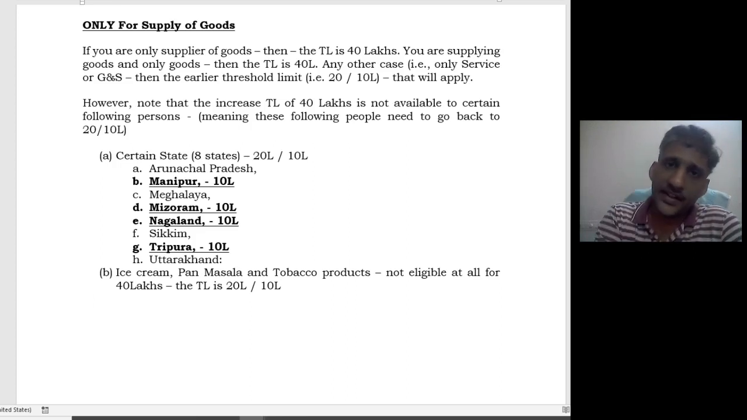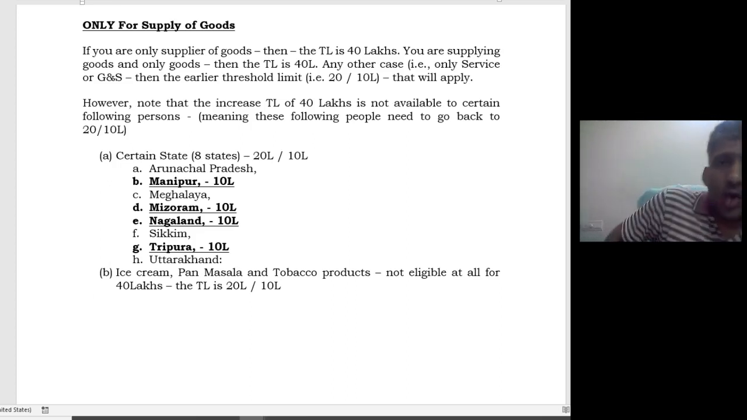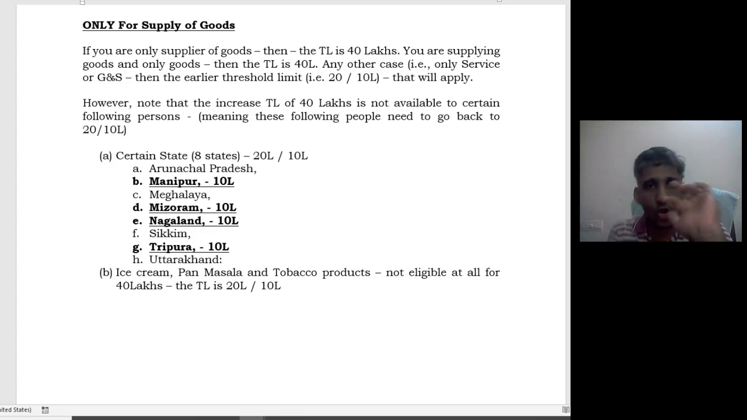Okay, now let's do one thing. If it is services, then again this 40 lakhs concept doesn't apply. Then you need to go back to 20 lakhs and 10 lakhs. What about goods and services? Again, if you're supplying goods and services, then you are not eligible. You're eligible only for 20 lakhs or 10 lakhs as the case may be.